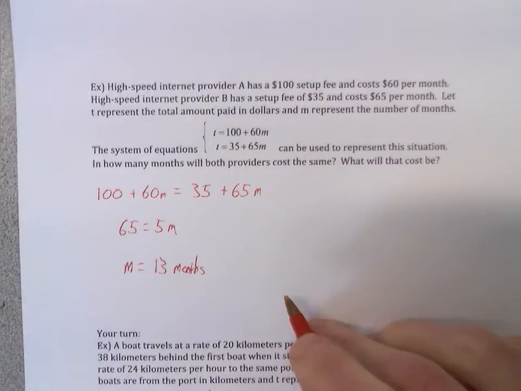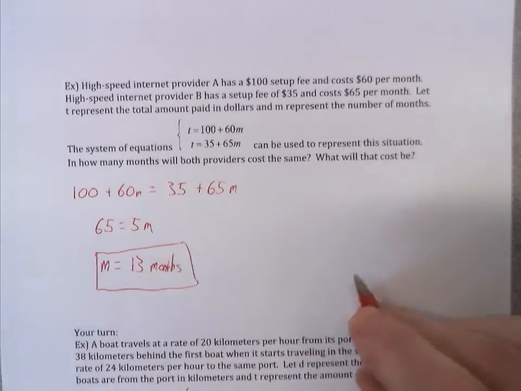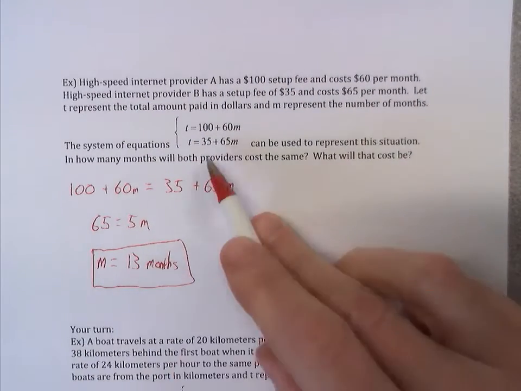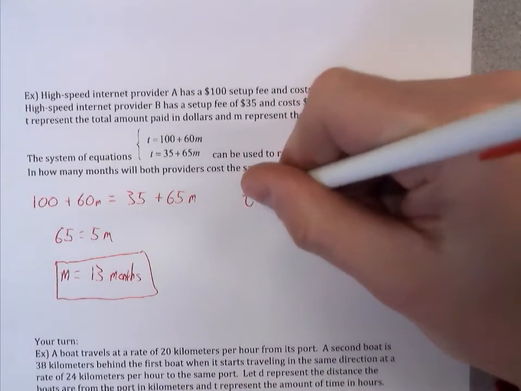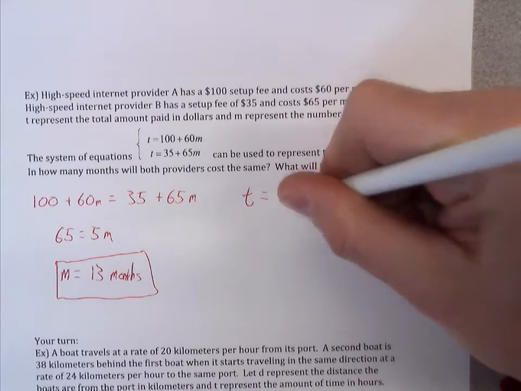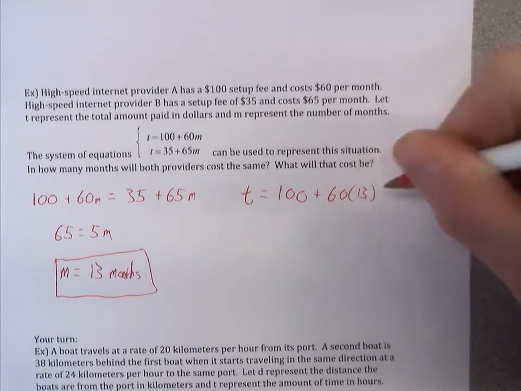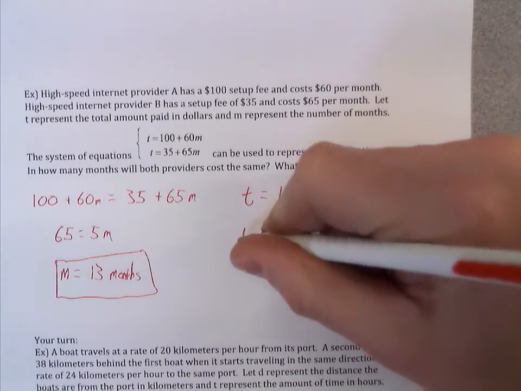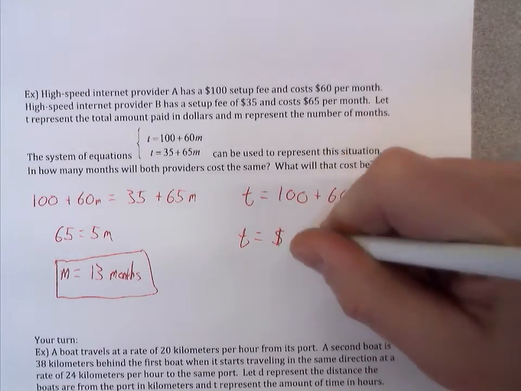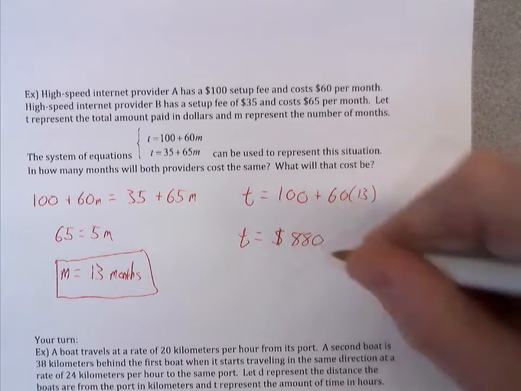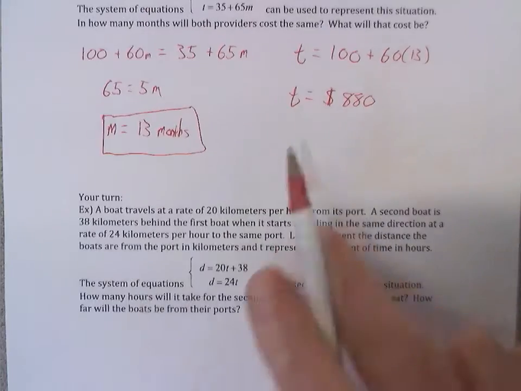So now the question is, how much will it cost? Well, I can now take this 13 months and plug it into any one of these equations. So I could say T equals 100 plus 60 times 13. If I do that, T is going to equal $880. Okay? Pretty simple. All right.